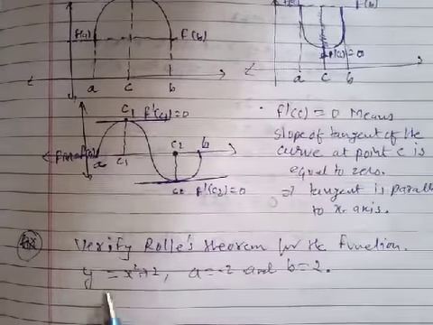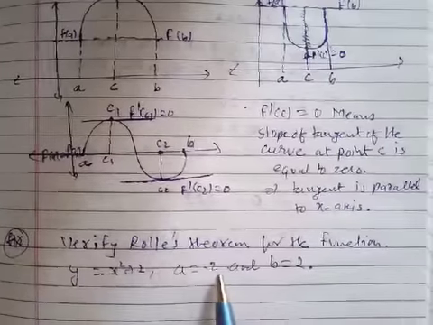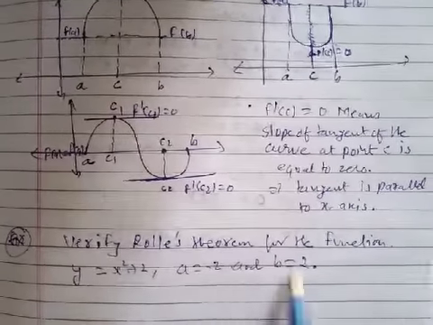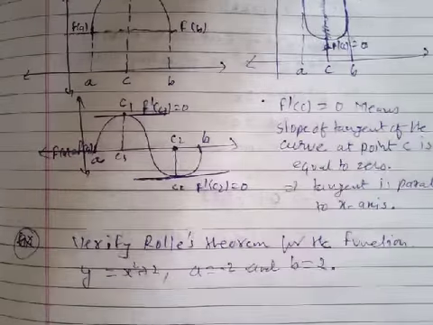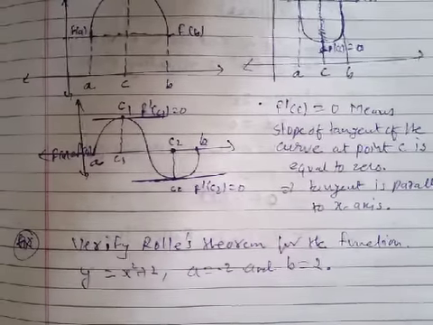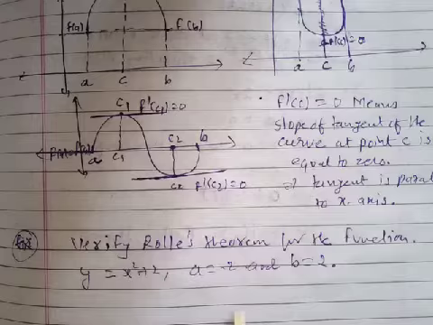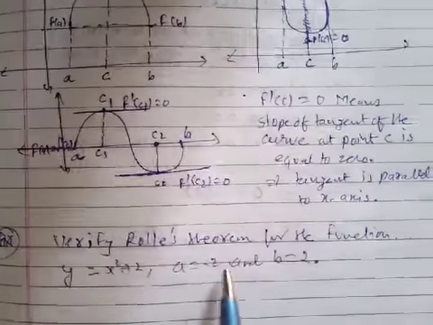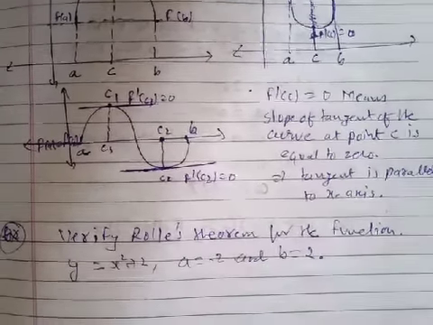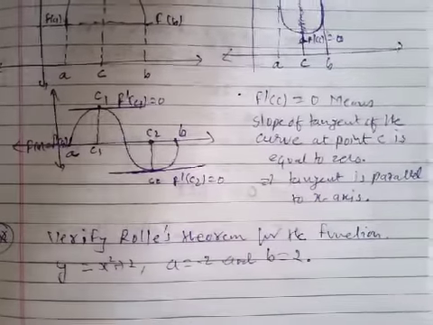Third condition is also fulfilled: f of a, which is 6, and f of b is also 6. So it is satisfied. Therefore there exists c belonging to the open interval minus 2 to 2, and you have to get the value of that c. What will be the c?